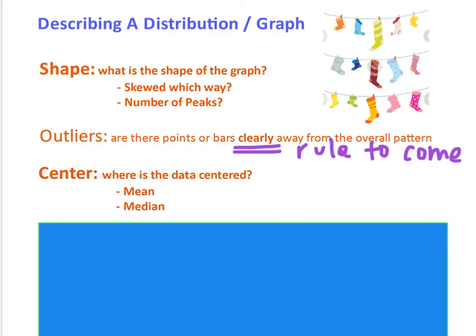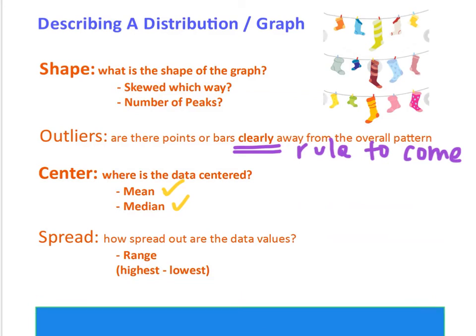For center, we want to talk about the mean and the median. We want to talk about both of those things because as we're going to learn, it really matters the difference between the mean and the median. Their relationship tells us a lot. So center is the mean and the median. The mean we find by adding up all the numbers and dividing by the number we added. The median is the midpoint, or if I lined all of my numbers up in increasing order, the median would be the middle number.